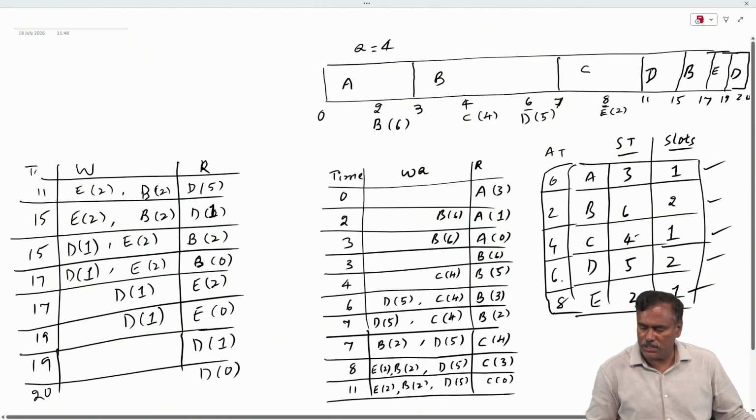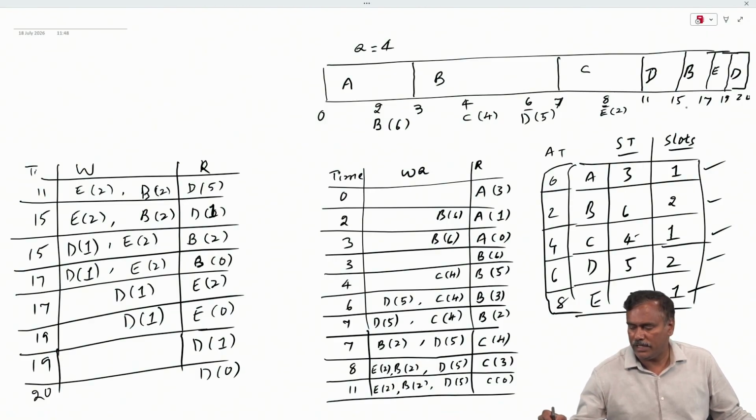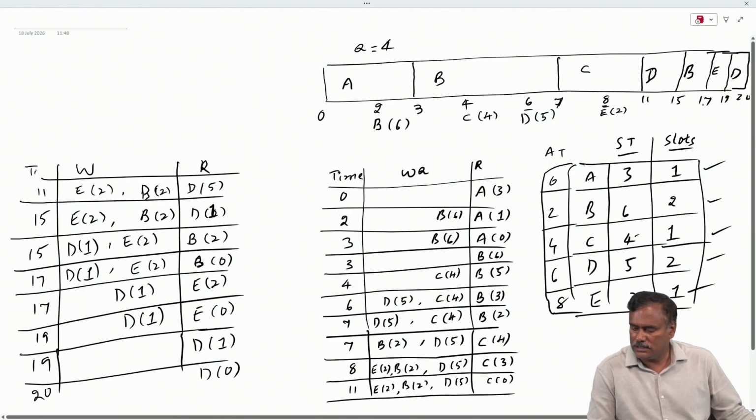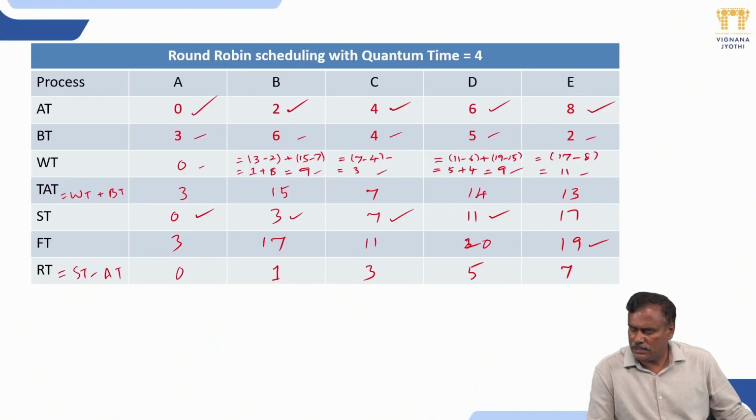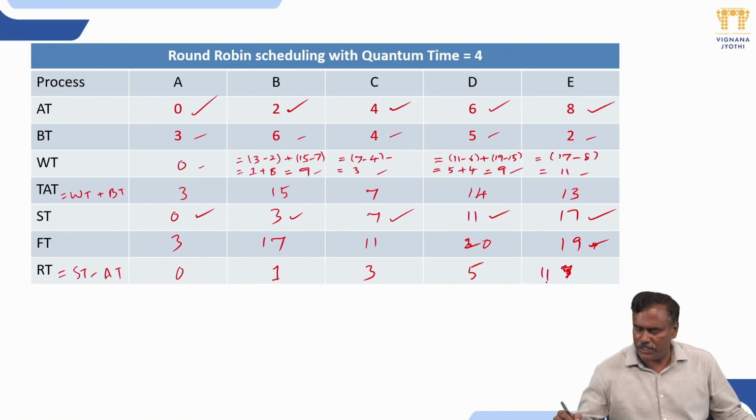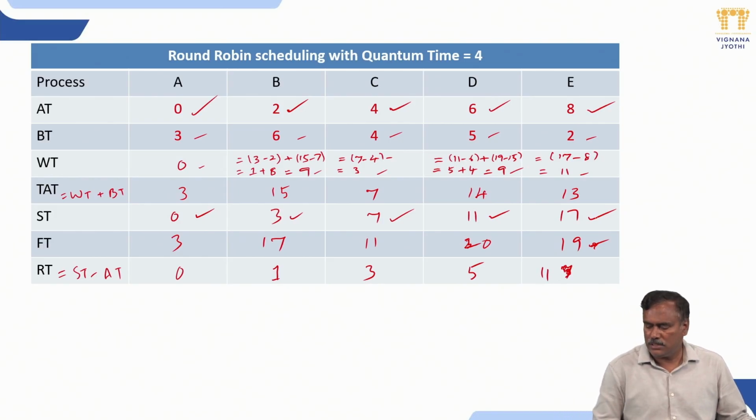So from the chart, the process entered at the 8th interval, it waited till 17. So from 17 to 19 it has been executed. So the response time is the difference of 17 and 8. Sorry, this is not 19, that is 17 and 8. This is going to be 11. You have to take into consideration the start time. Start time is 17 here.